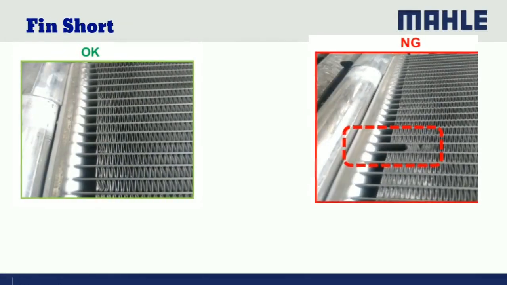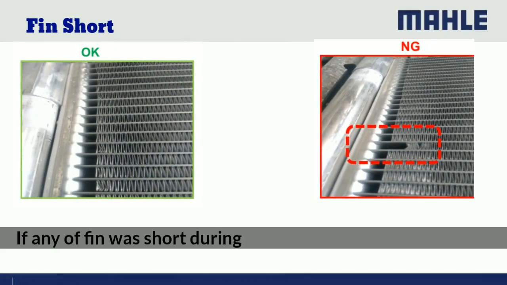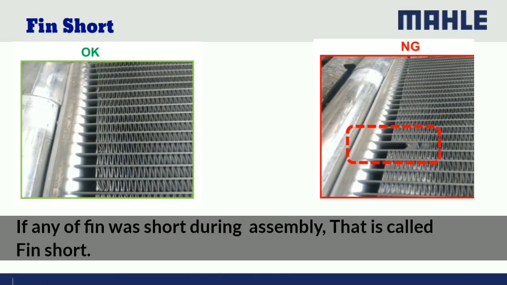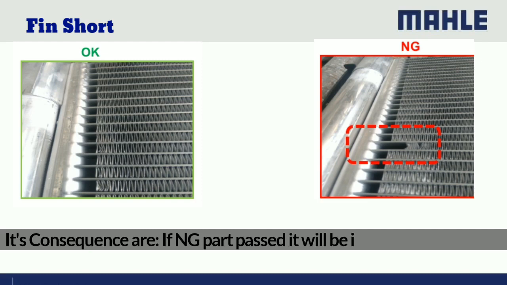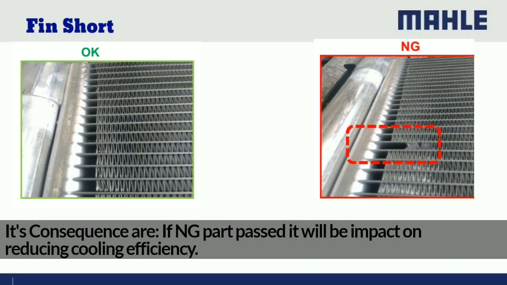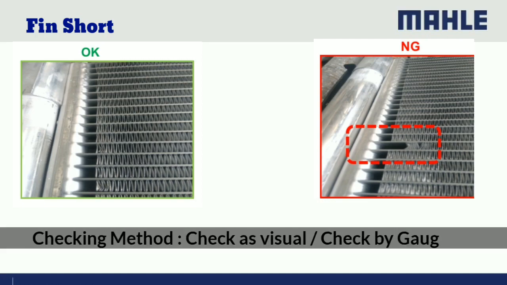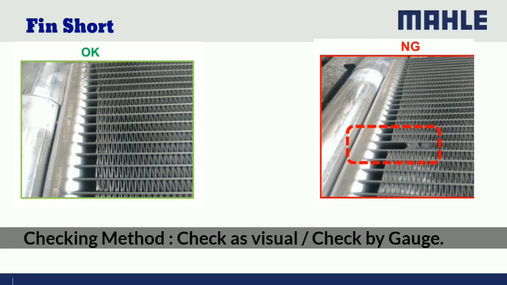Next is fin short. If any fin was short during assembly, that is called fin short. Its consequences are, if an NG part passes, it will have an impact on reducing cooling efficiency. Its checking method is visual or check by gauge.